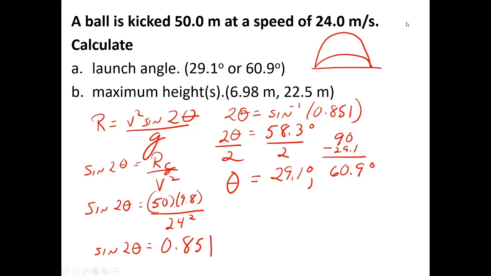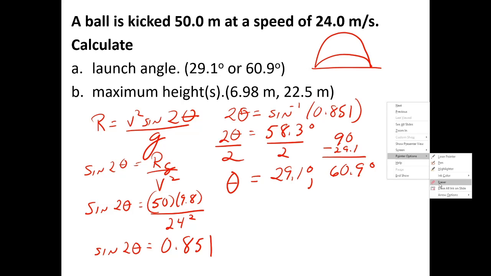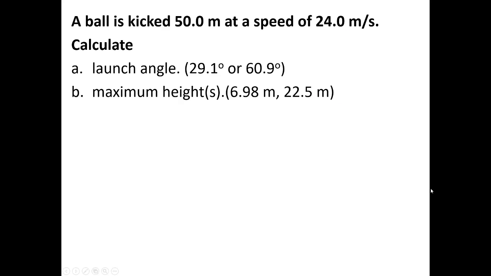Now to get the maximum heights, I'm going to need some room here on my slide. So let me clean all this writing off. You can always go back and look at it if you want. And let's see what's happening here. So let's do the 29.1 degree over here and the 60.9 degree over there. So what we have to do is find the x and y components, Vx and Vy. And we know it was 24 meters per second. So we're really only interested in the Vy, but we'll find the Vx as well.